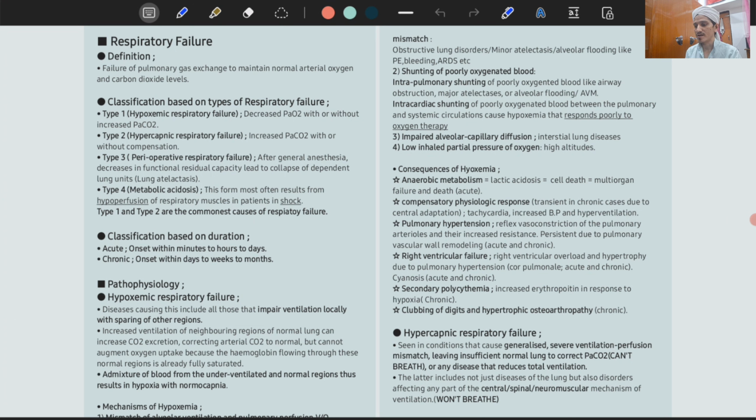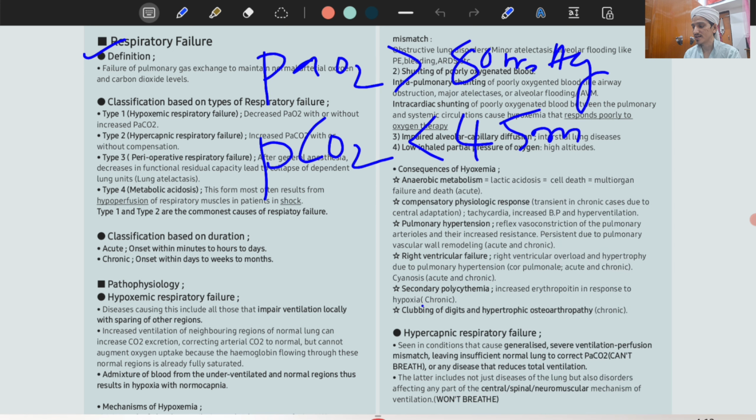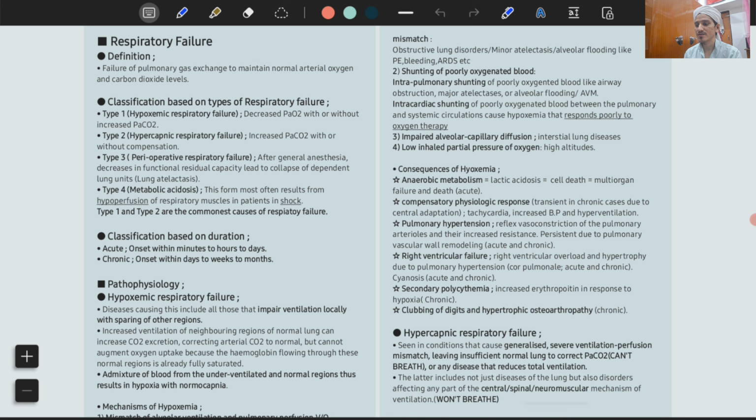So first of all, what is respiratory failure? Failure of pulmonary gas exchange to maintain normal arterial oxygen and carbon dioxide levels is termed respiratory failure. So our respiratory system is failing to maintain a normal arterial oxygen, which is PaO2 more than 80 mmHg, and PCO2 less than 45 mmHg. So this is the normal arterial carbon dioxide level. If the respiratory system fails to maintain this, then that is known as respiratory failure.